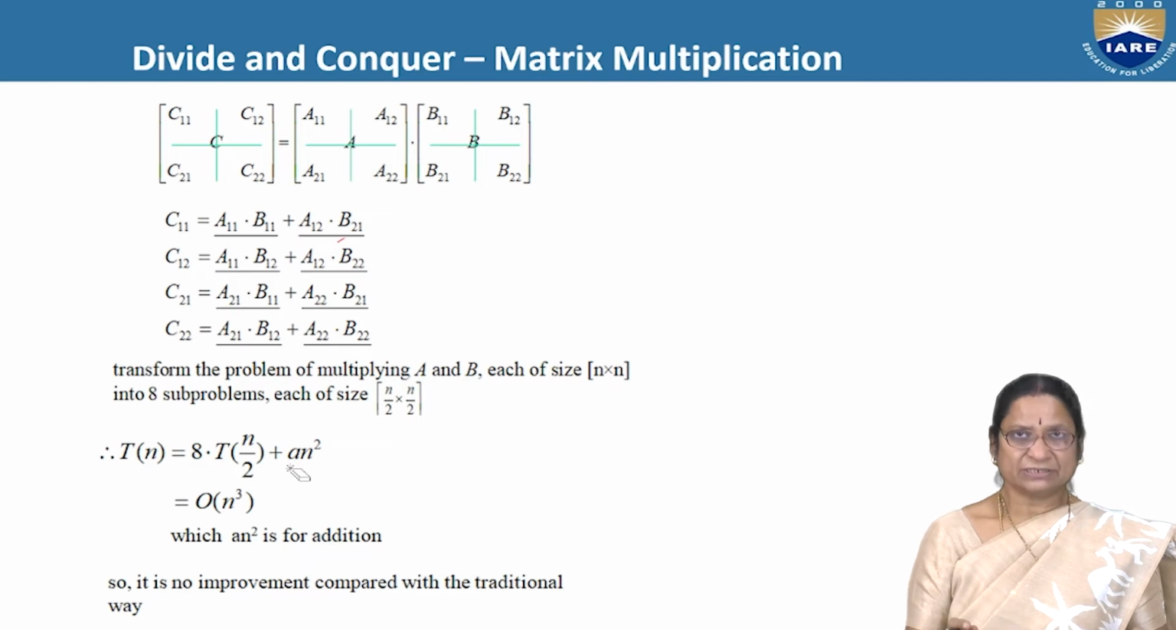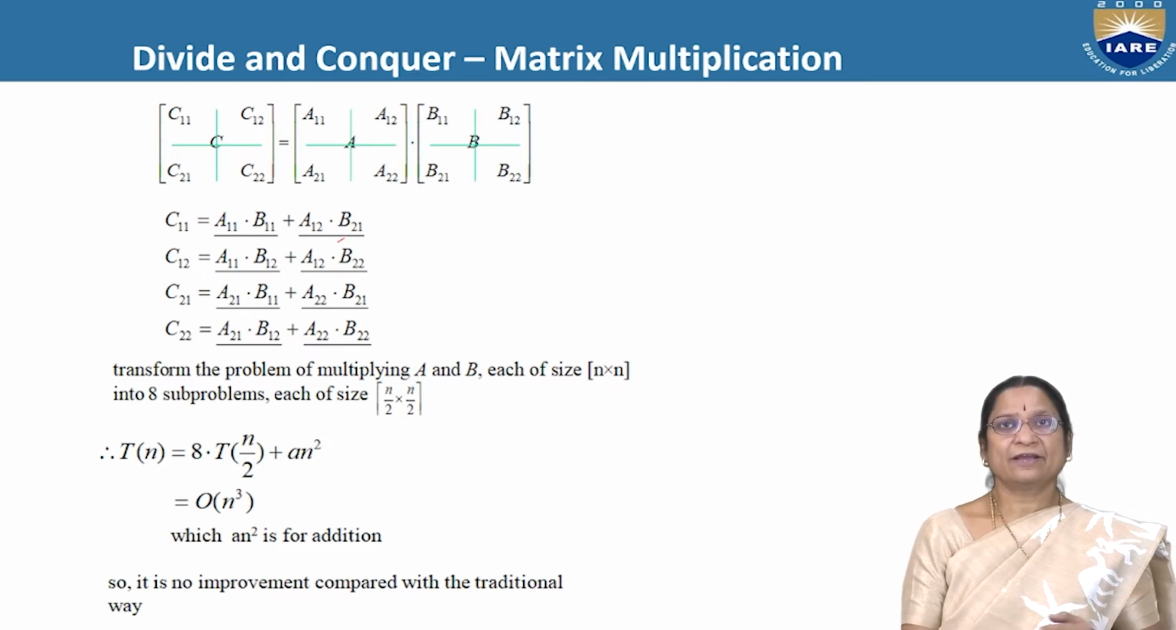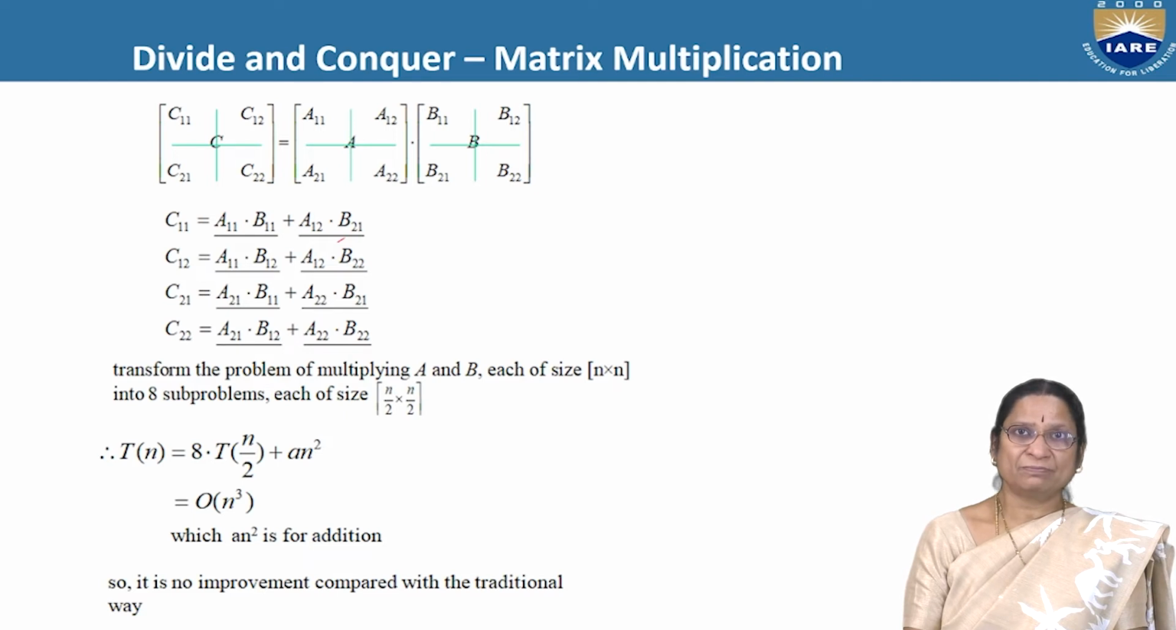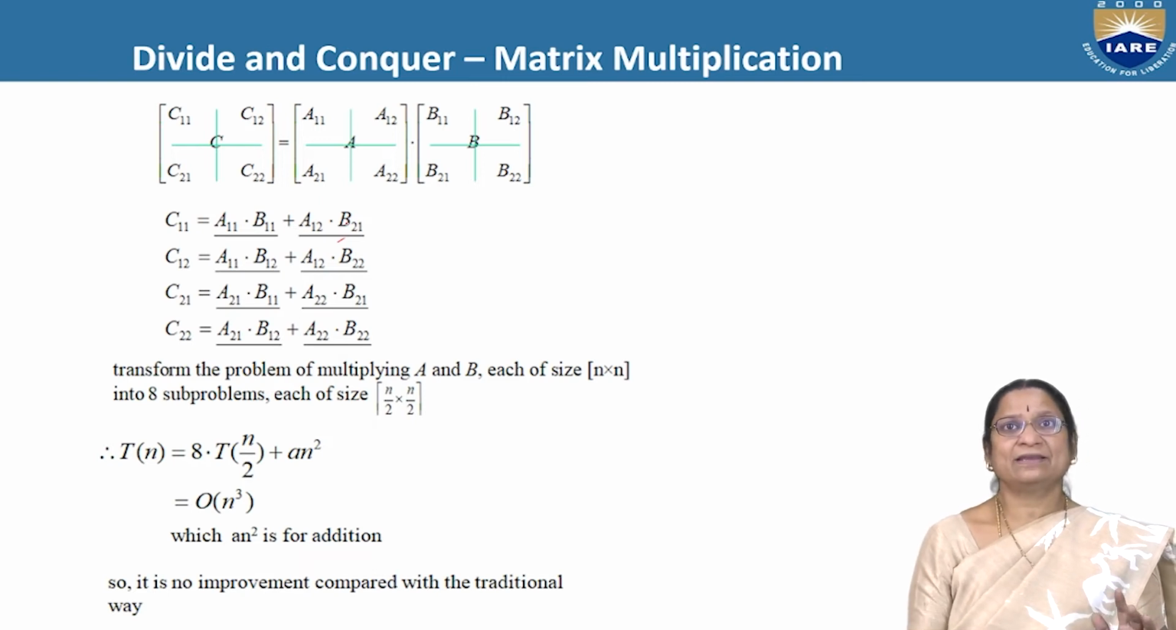Because for addition of 2 matrices, you observe, this is one matrix, this is one matrix. A11, B11 is one matrix, after multiplying we will get a matrix of order n by 2, n by 2. Similarly A12, B21, again after multiplying we will get a matrix. So a matrix is added to another matrix, which means matrix addition complexity will be there.